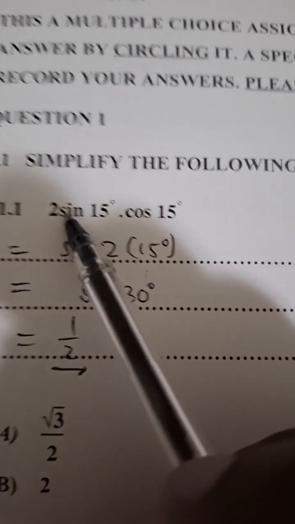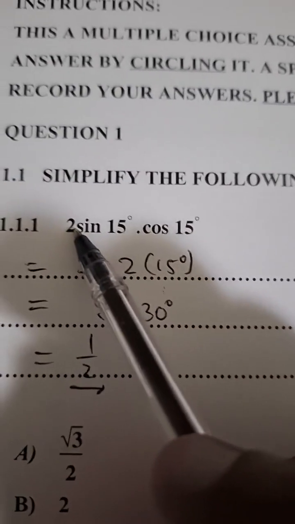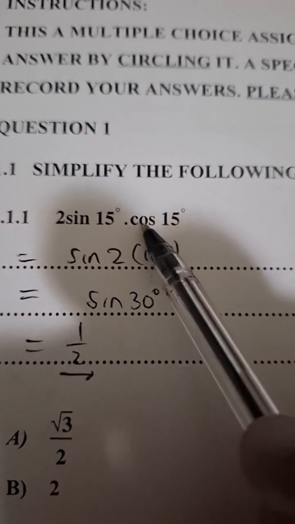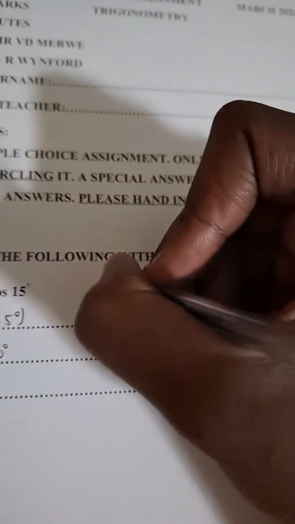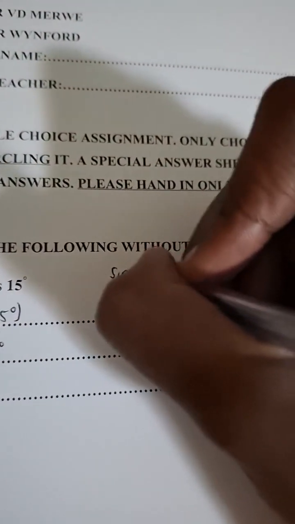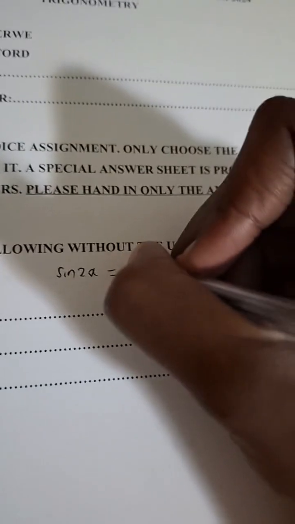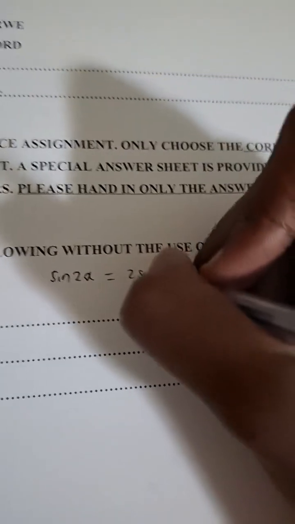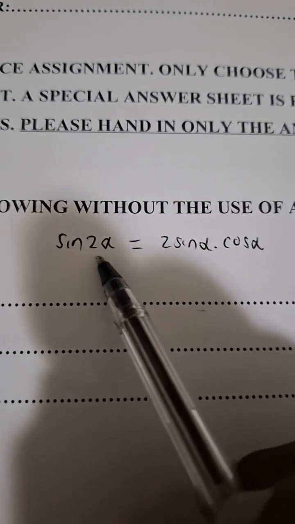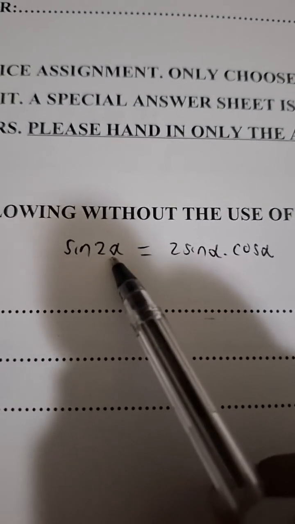So just for those who are joining in, I just looked at 2 sine 15 cos 15. This here should surely remind you of the expansion of the double angle of sine. This is what you would see in your formula sheet. So what you see here is actually this.